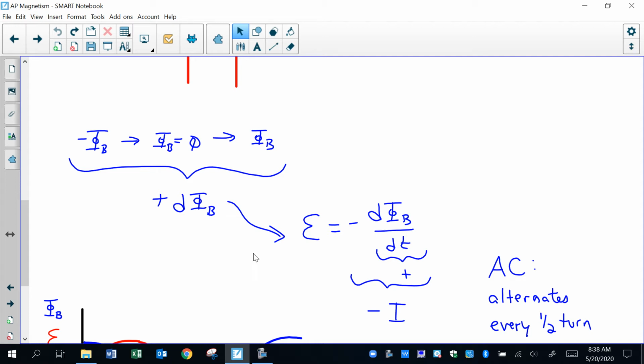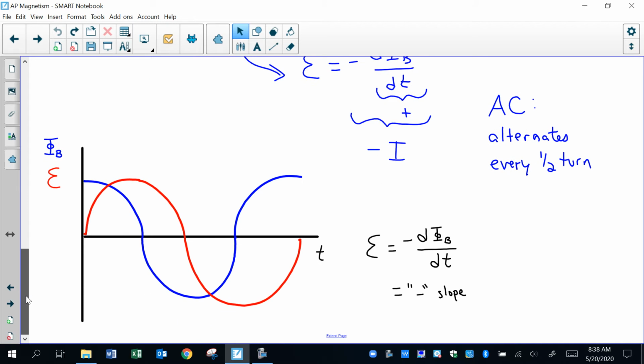So half the turn is a positive current, and then half the turn is a negative current. And if I get this thing spinning and spinning and spinning and spinning, whether it's a hamster on a wheel or whether it's wind driving a turbine, I get alternating current. It alternates every half of a turn.